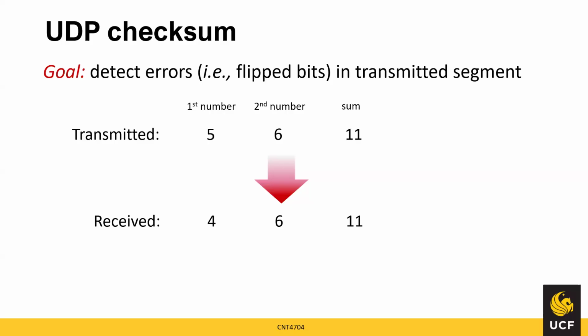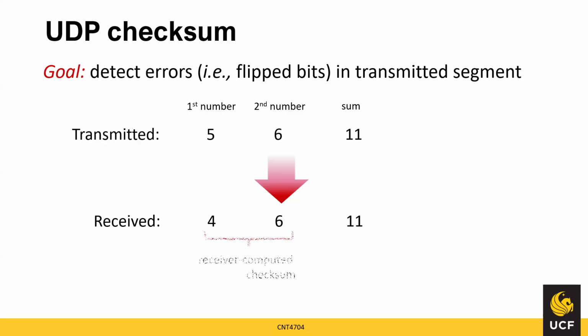Now during transmission, one of the numbers gets corrupted. Instead of receiving 5 and 6, you receive 4 and 6, plus the checksum value, which is 11. So the checksum value that you received is correct, but the first number is wrong. Obviously, these numbers are very small because we are dealing with a small-scale example. We will look at a higher scale example in a minute.